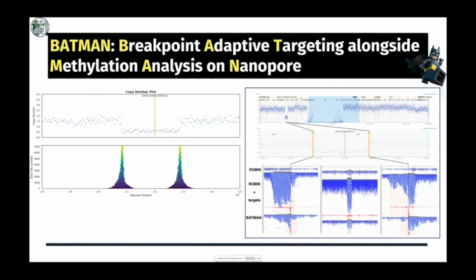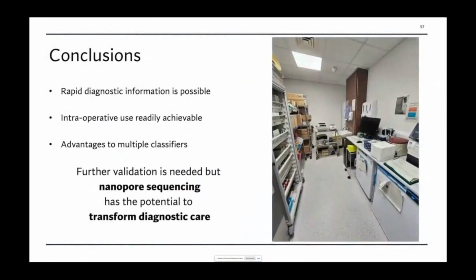CDKN2A/B deletion is a relatively straightforward approach and place to use this, but we can actually start to distinguish precisely the events that are happening. So we're quite excited about what this may allow us to do in real time, but I hasten to add that this absolutely is research use only at present. So rapid diagnostic information, rapid classification information is possible.